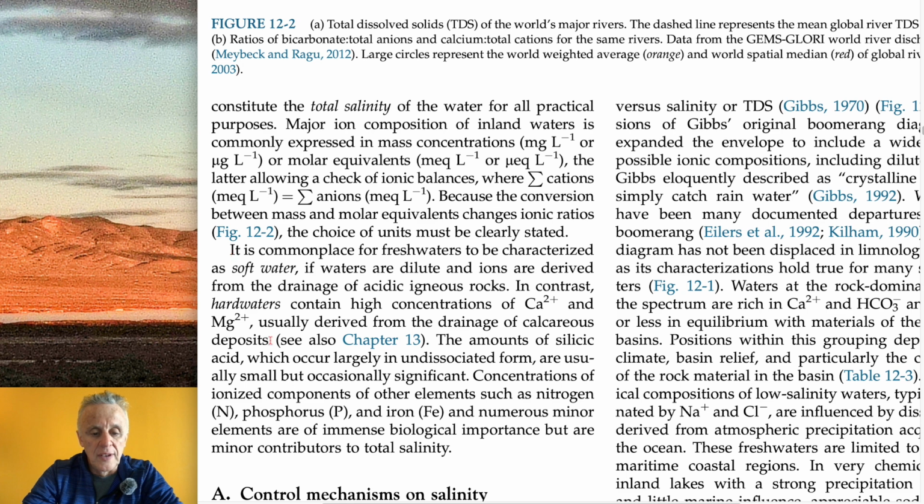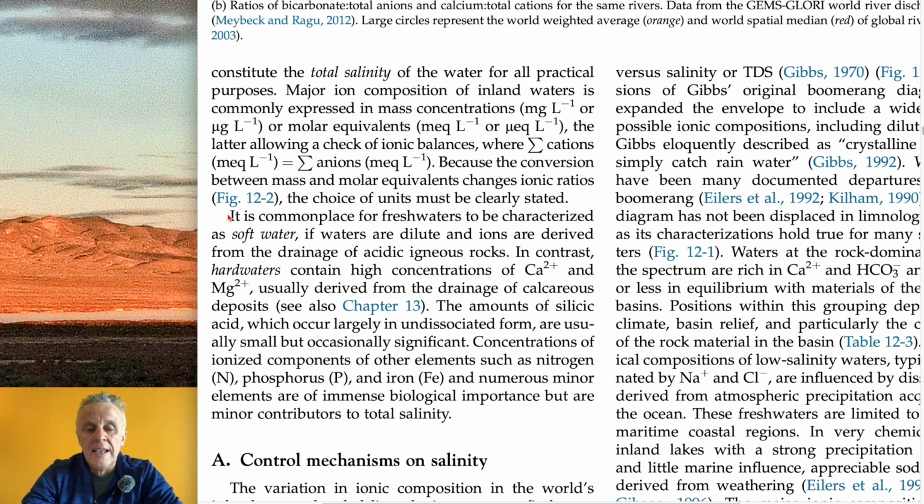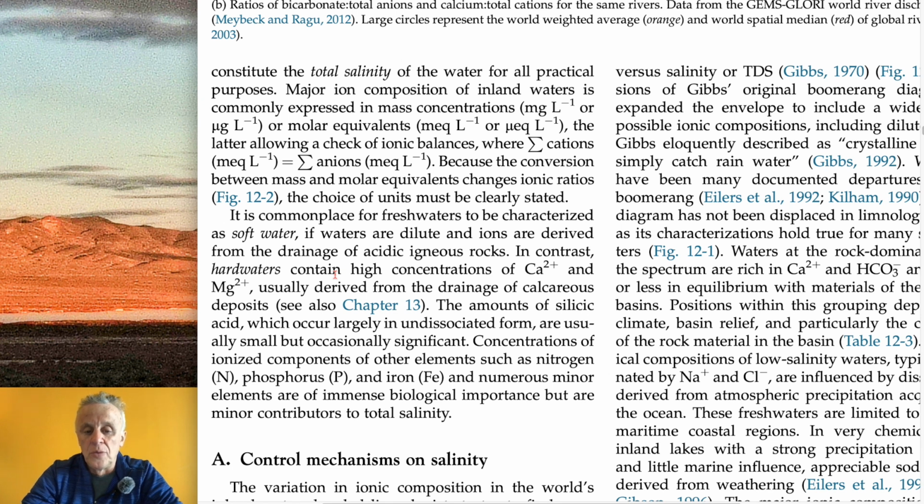Maybe I'll read this, and then we'll start tomorrow at control mechanism and salinity. It is commonplace for fresh waters to be characterized as soft water if waters are dilute and ions are derived from the drainage of acidic igneous rocks. In contrast, hard water contains high concentrations of calcium Ca2+ and magnesium Mg2+, usually derived from the drainage of calcareous deposits. The amounts of silicic acid, which occur largely in undissociated form, are usually small but occasionally significant. Concentrations of ionized components of other elements such as nitrogen, phosphorus, and iron, and numerous minor elements are of immense biological importance, but are minor contributors to total salinity.